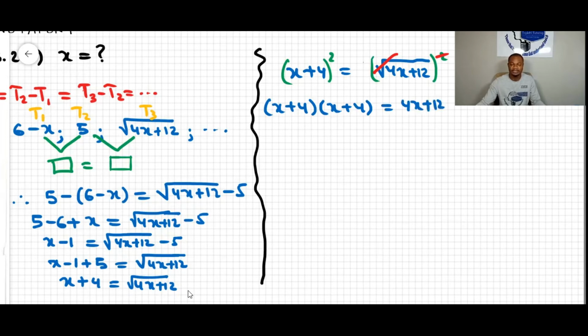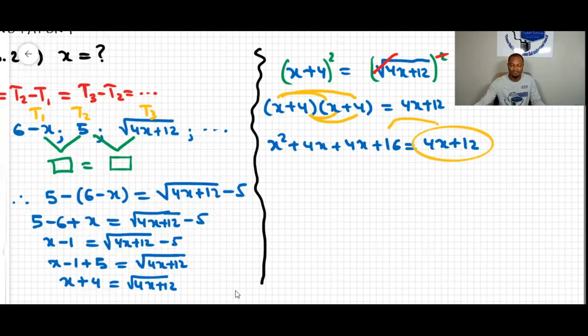Now we can expand: x times x, x times 4, 4 times x, and 4 times 4. This will be x squared plus 4x plus 4x plus 16. This is equal to 4x plus 12. Now we can move whatever we have on the right hand side over here, and that would be x squared plus 4x plus 16 minus 4x, and then minus 12 equal to 0.